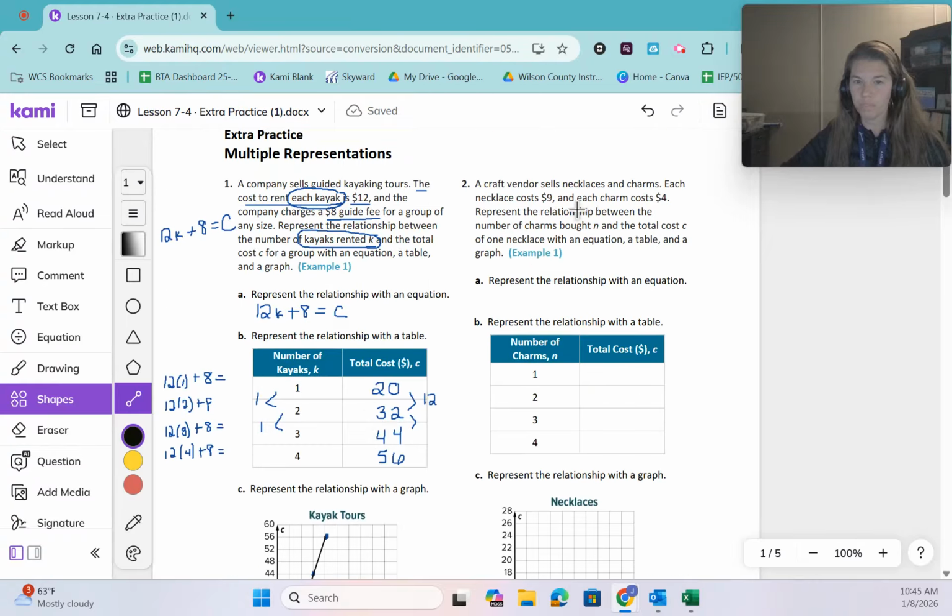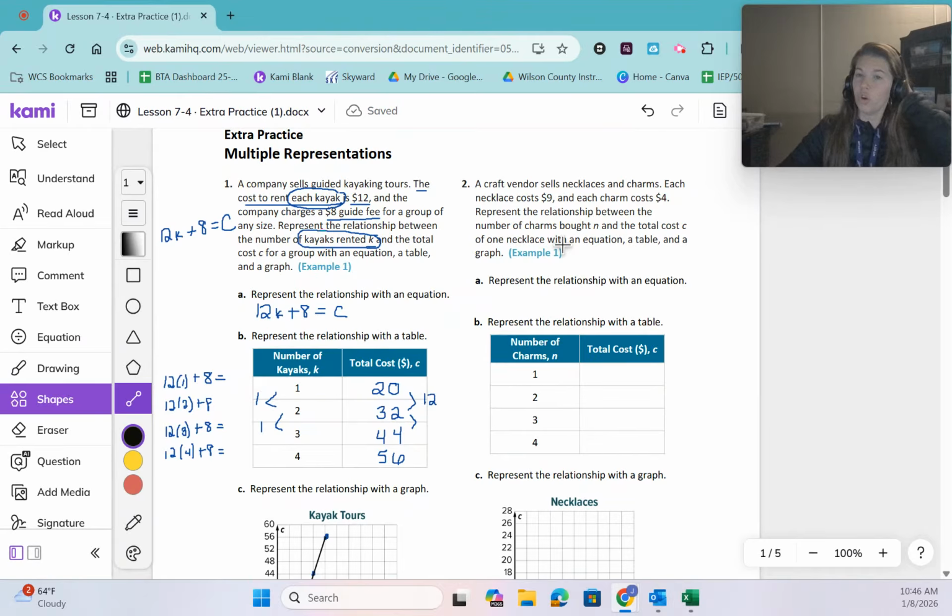So number two is very similar to that last one, but this time I'm going to start with my table, creating the table first, in case you're a person who prefers to create a table. A craft vendor sells necklaces and charms. Each necklace costs $9. Each charm costs $4. Represent the relationship between the number of charms bought and the total cost of one necklace. So we're looking at the cost of one necklace.